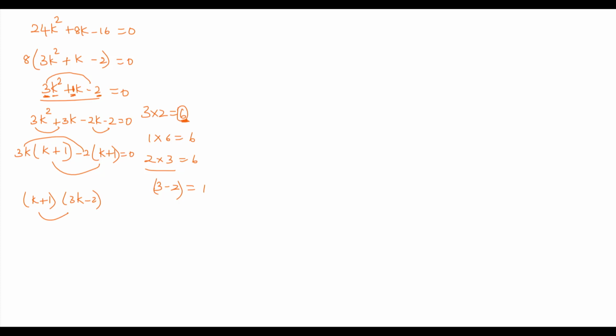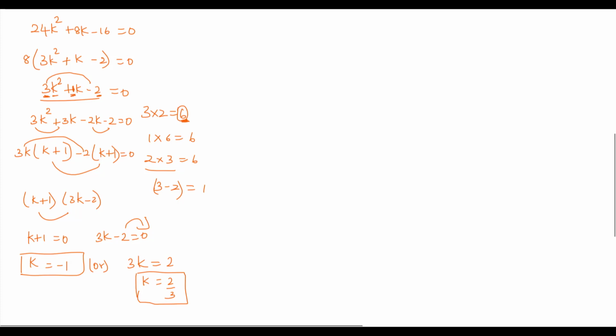But then we have to find what is the value of k. So each factor should be equated to 0. k plus 1 equated to 0, k will be equal to minus 1, or because 3k minus 2 is equated to 0, 2 goes that side, 3k is equal to 2 and k is equal to 2 by 3. So these are the values of k which can be found by doing the following process.